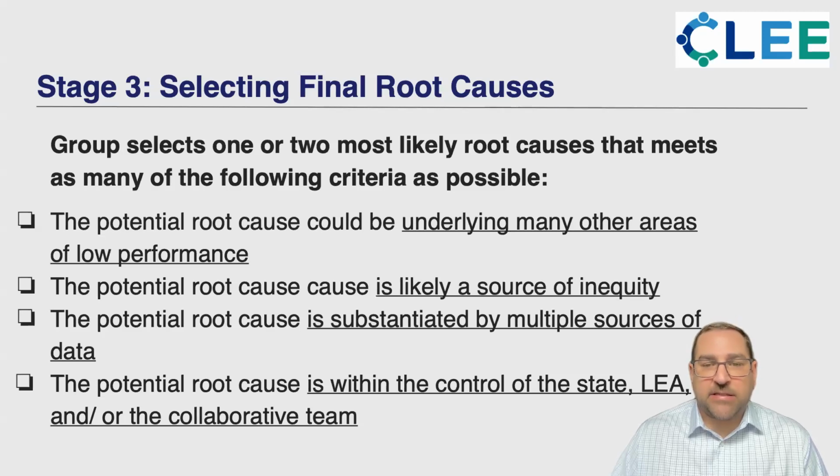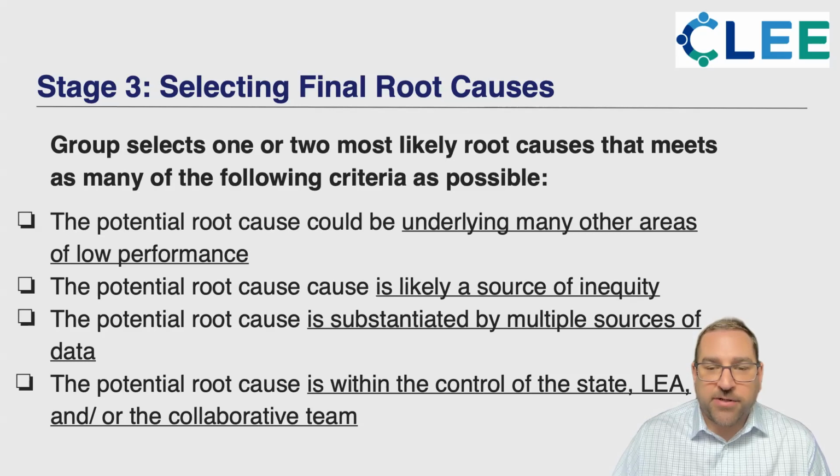Based on the analysis of additional support data, each group should come to a consensus about their one or two most likely root causes. These should be causes that have as many of the following characteristics as possible. The potential root cause could be underlying many other areas of low performance. The potential root cause is likely a source of inequity. The potential root cause is substantiated by multiple sources of data. And the potential root cause is within the control of the state, LEA, and/or the collaborative team.